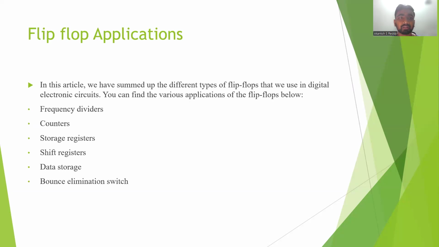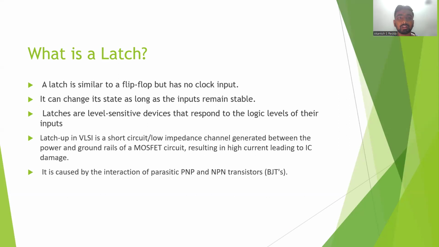Next is flip-flop applications. In this article, we have summed up the different types of flip-flops that we use in electronic circuits. You can find various applications below. First one, frequency dividers. These flip-flops are used in frequency dividers so that the frequency can be divided equally. Counters and storage registers. As flip-flops are also known as storage devices, they can be used to register various types of storage input and output values. And we have learned in the previous flip-flops that they can act as shift registers, data storage, and bounce elimination switches.